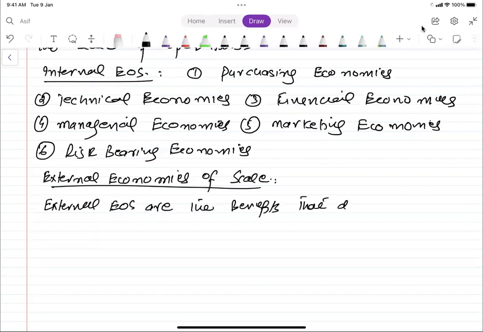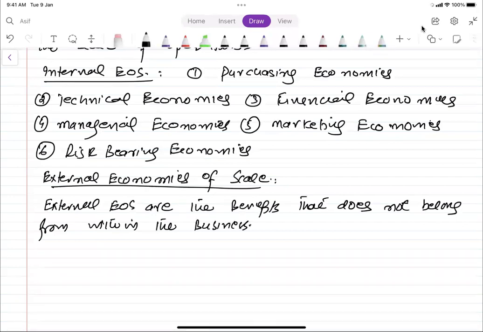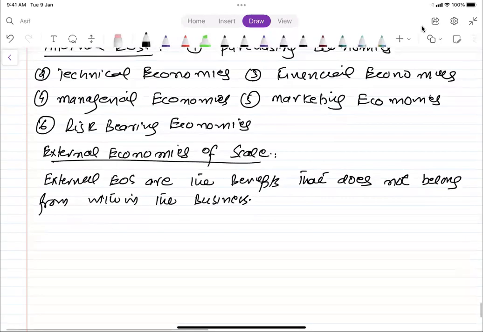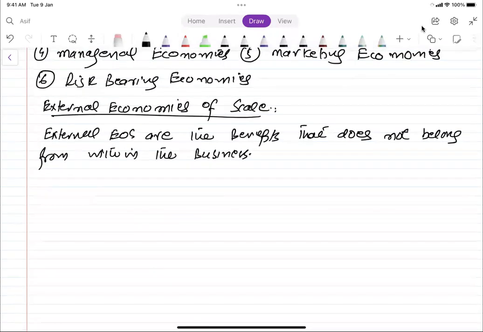that do not belong from within the business. Internal were those benefits that belong from within the business. They are related to some outside issues and outside benefits. The external economies are, for example, first of all, improved infrastructure.